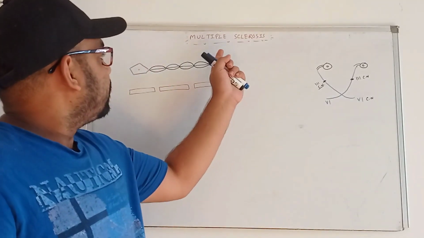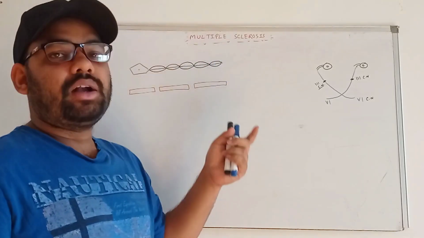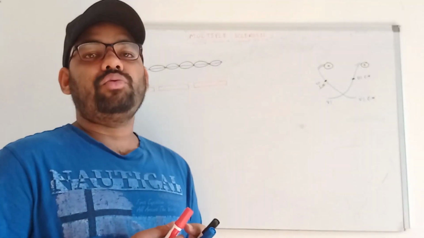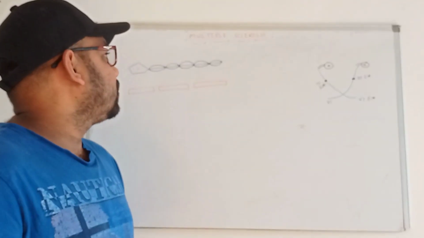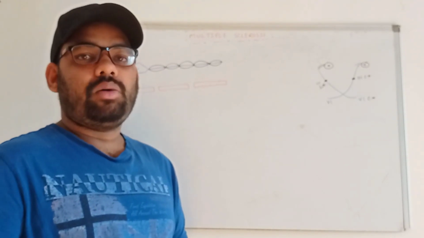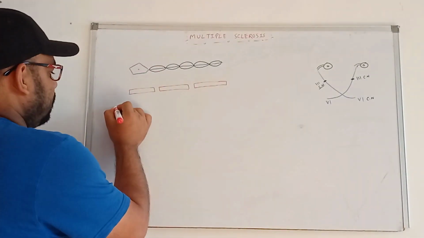See, regarding the disease, whenever I am starting a disease like multiple sclerosis, what kind of disorder it is, at first we should have an idea regarding the disease. So as we know, multiple sclerosis is an autoimmune disorder.